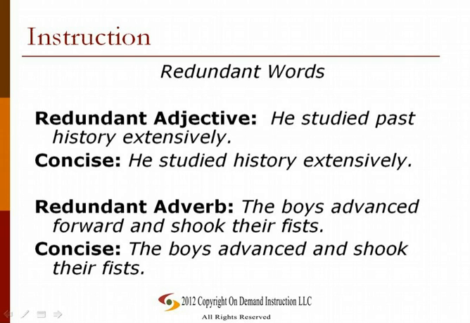Redundant words repeat the meaning of other words in the sentence. Adjectives that repeat the meaning of nouns and adverbs that repeat the meaning of verbs should be eliminated. In the following examples, redundant adjectives and adverbs are eliminated.